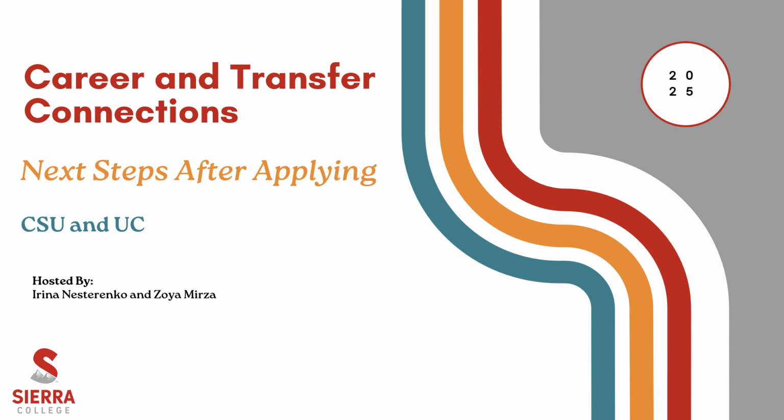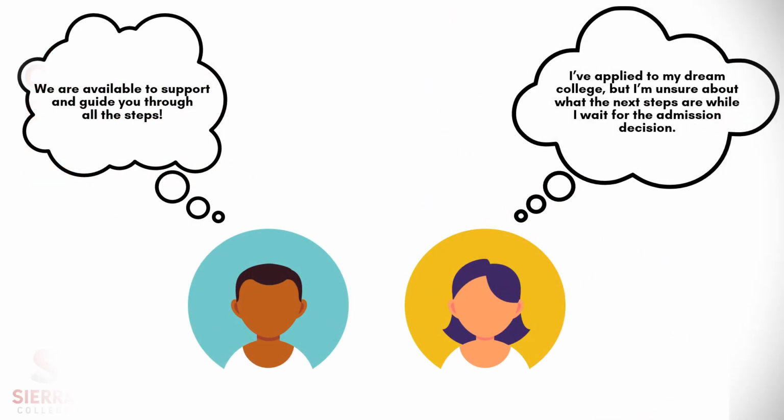This information session is meant to help students who have applied to a UC or CSU and need guidance on the next steps. We'll cover important tasks, key dates, practical advice, and additional tips to help you through the process. We are here to support you and provide you with resources and knowledge to help you complete your transfer process with confidence. We will discuss the details pertaining to both CSU and UC fall applicants.